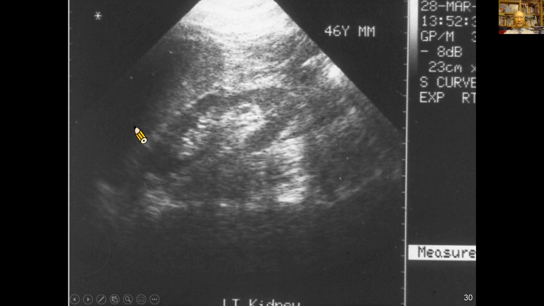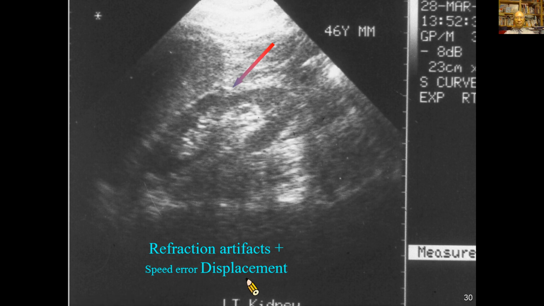And here there's a spleen, there's a left kidney, but why is the left kidney crooked like this? Because of refraction from the different velocity. The spleen is faster, fat is slower, so the lower part of the kidney is depressed distally. So it's a kind of refraction artifact plus speed error displacement.